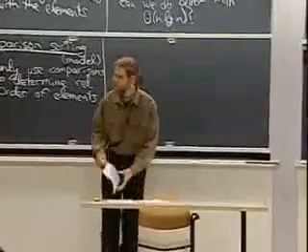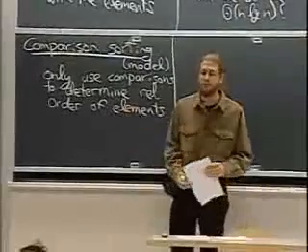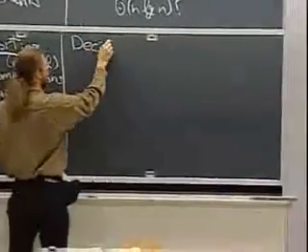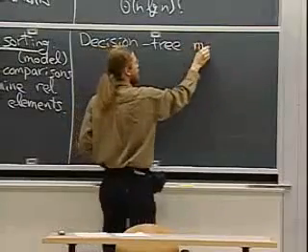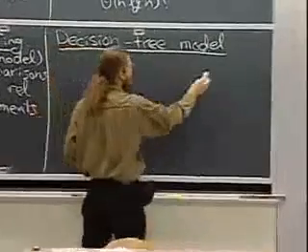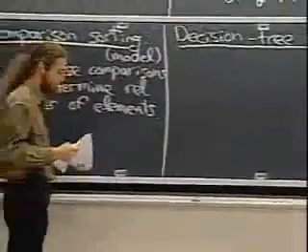But first, we're going to stick to this comparison model and try to understand why we need n log n comparisons, if that's all we're allowed to do. And for that, we're going to look at something called decision trees, which in some sense is another model of what you're allowed to do in an algorithm.